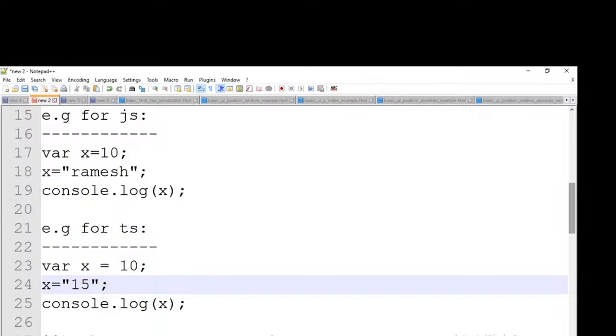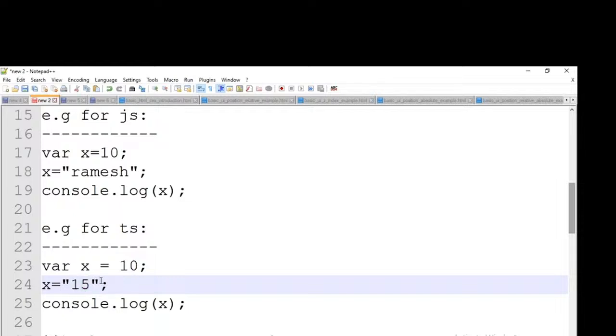Error. Why is this an error? Right. Because you are writing a number, but you are writing it inside double quotation marks. Since you are writing in the double quotation, this can be treated as a string only. That's why you'll get an error.